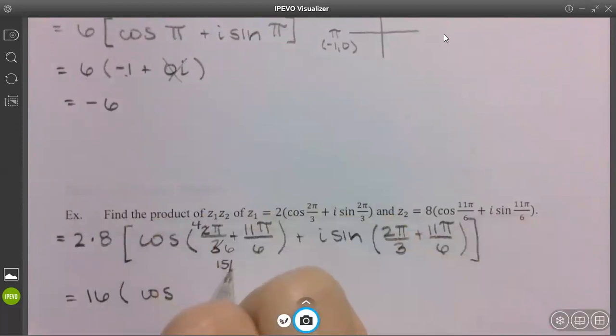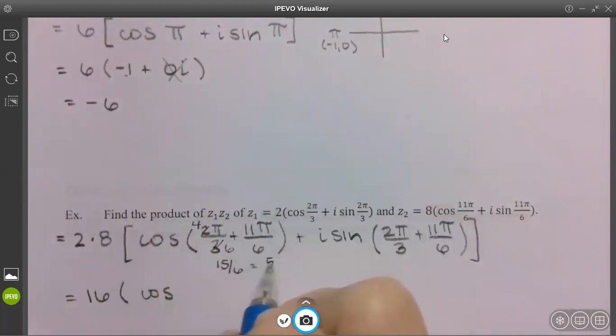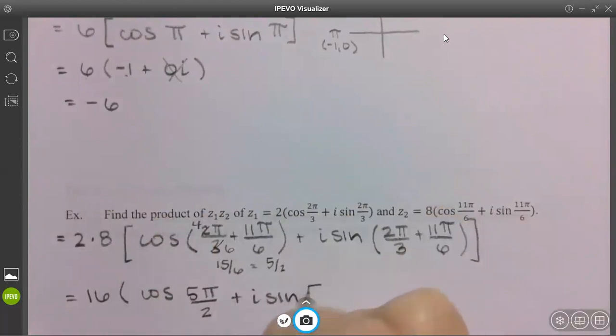And we'll just write this here so you can see it. And we reduce that by 3, we get 5 over 2. So 5 pi over 2 plus I sine 5 pi over 2. I'm going to grab my cheat sheet for a minute so I can show you guys exactly what I'm doing.